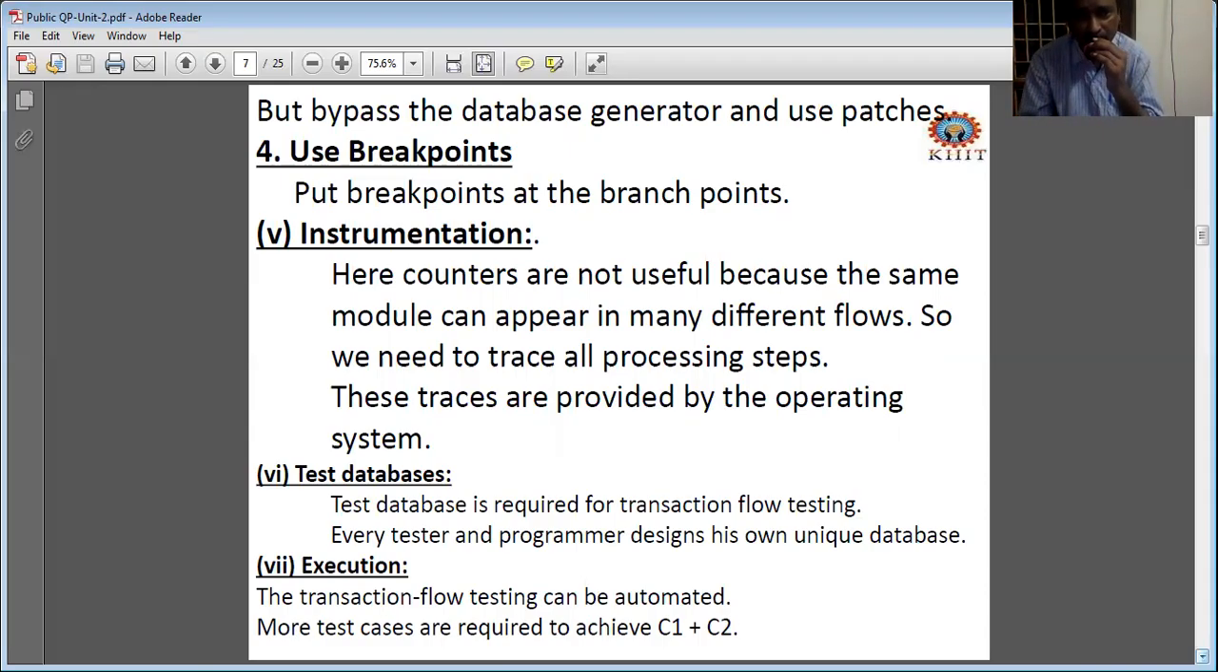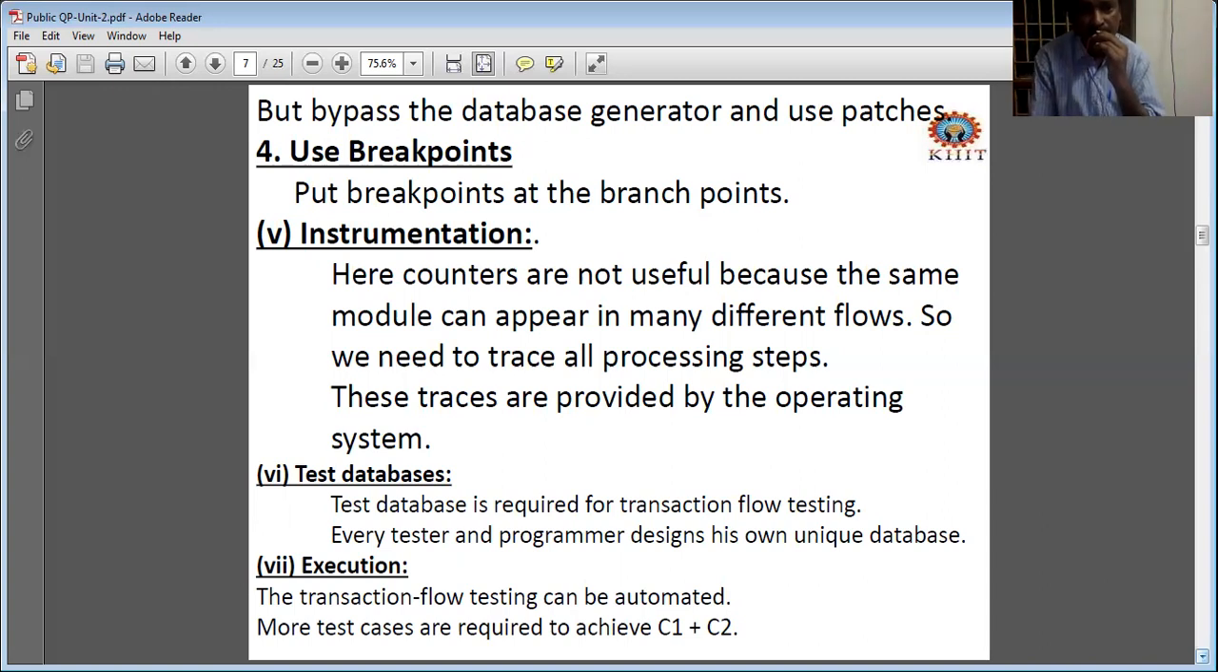Every tester and programmer designs his own unique database execution. Transaction flow testing can be automated.